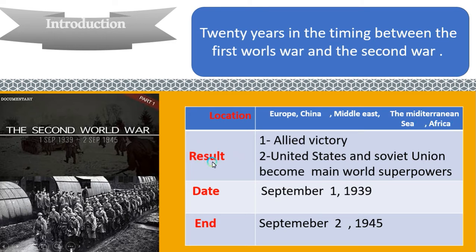The results of World War II. First, the Allied victory. Number two, the United States and the Soviet Union became the main world superpowers. After the end of the Second World War, the United States of America and the Soviet Union became superpowers in the world. As for the date, the Second World War started on September 1st, 1939 and ended on 2nd September 1945, and then we'll continue.